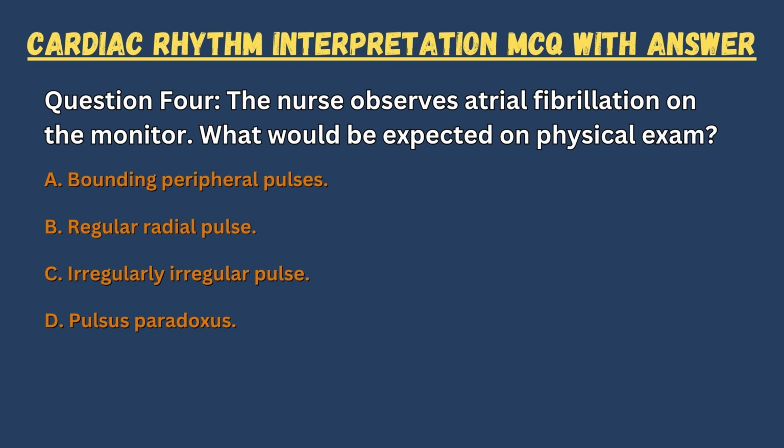Question 4. The nurse observes atrial fibrillation on the monitor. What would be expected on physical exam? A. Bounding peripheral pulses. B. Regular radial pulse. C. Irregularly irregular pulse. D. Pulsus paradoxus. Answer: C. Irregularly irregular pulse.